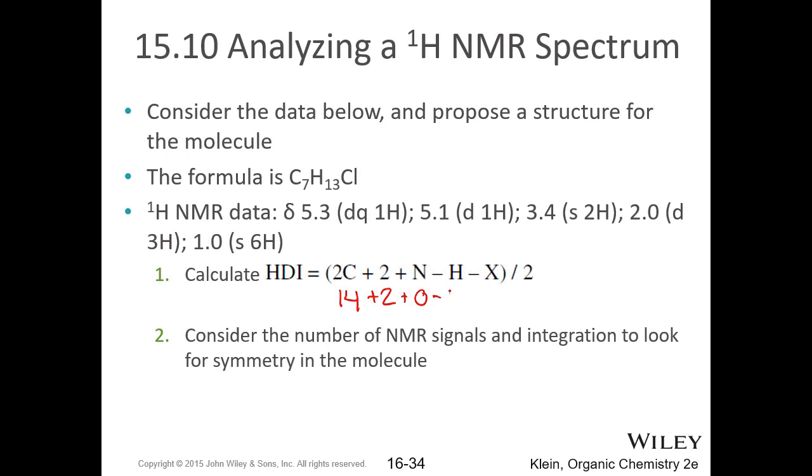Subtract the number that we do have. 13 gives us 3, except each halogen replaces a hydrogen, so subtract 1 for each halogen, we have a chlorine. Means we are 2 hydrogens short of fully saturated. And since each ring or double bond removes 2, we divide by 2, IHD of 1, meaning we have either 1 double bond or 1 ring in our structure. So we've got a little bit of information that we can use.